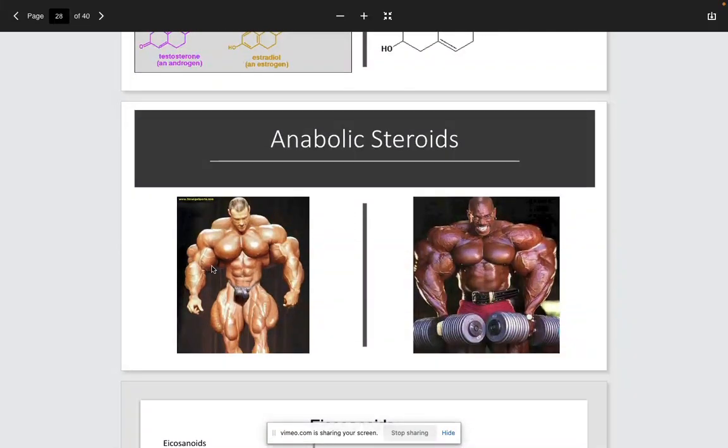This is a picture just depicting two bodybuilders who are obviously on anabolic steroids, right? Steroids meaning derived from cholesterol. These are anabolic, so what type of reaction would this be considered? What type of reactions would be occurring? Synthesis reactions, right? They're building, they're taking amino acids and they're building proteins, building polymers from monomers.